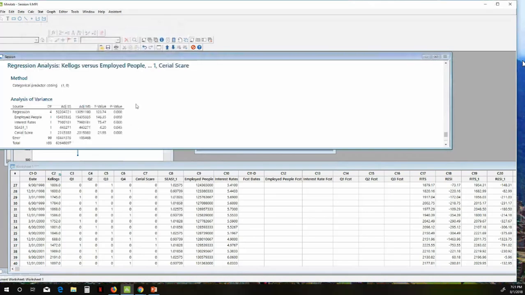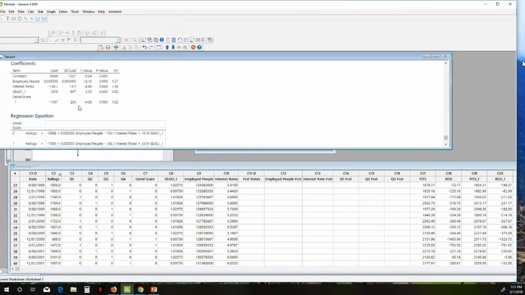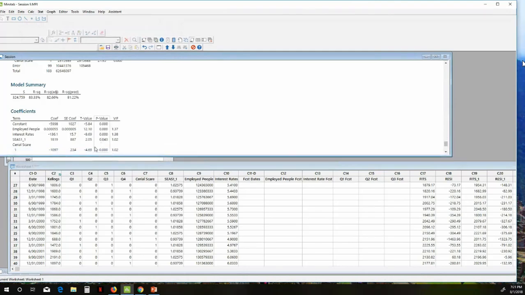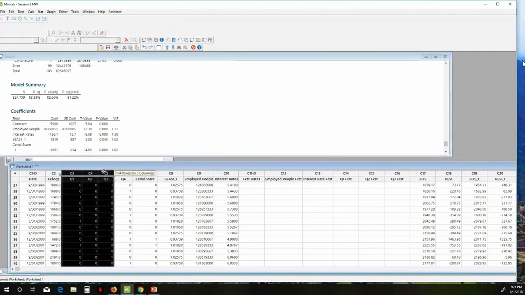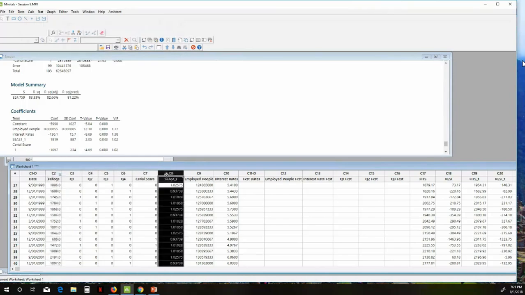Here we go. F statistic good, 82%. We've got the seasonals that are significant, and let's see if the serial scare is significant too. Yeah, it is. So you guys have a chance of using either the seasonal dummy variables, or you can run the revenue that you've got for your company through decomposition and get the seasonal index. They're called Cs. Okay?